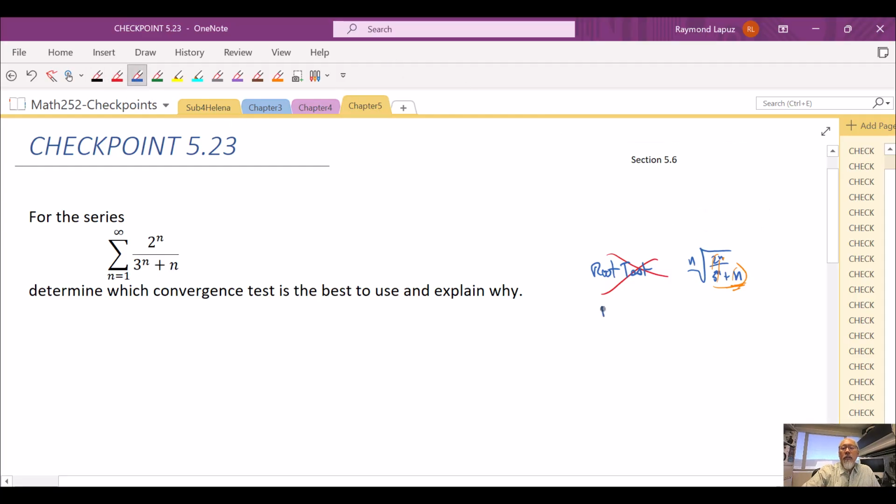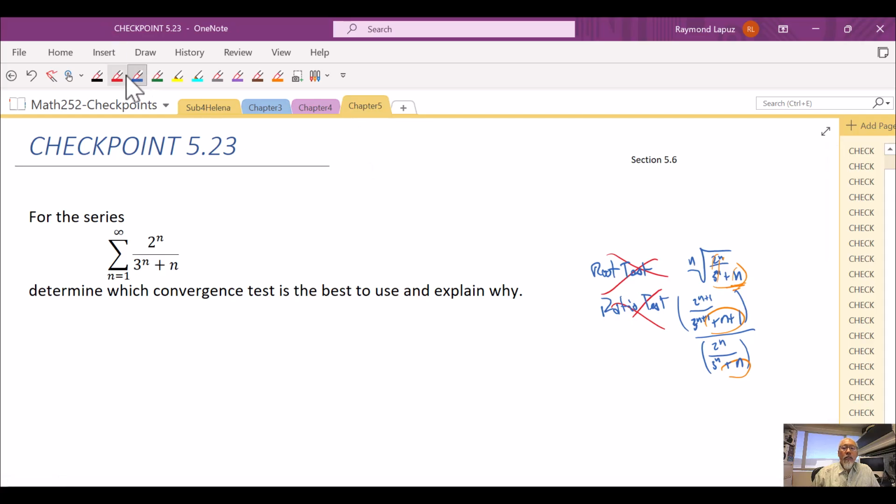And usually, if the root test is not a good test to use, the ratio test is probably not either. The ratio test tells us to take the ratio of 2 to the n plus 1 over 3 to the n plus 1 plus n plus 1, and then divide by 2 to the n over 3 to the n plus n. Taking the limit of this as n goes to infinity looks a little more complicated than it seems, because you have this extra n that comes out. That's going to be a little bit difficult. You should try it anyways and see what happens, but I would not use the ratio test.